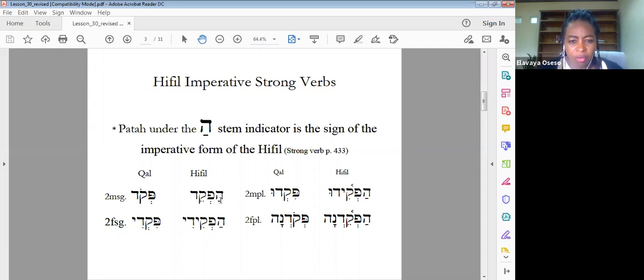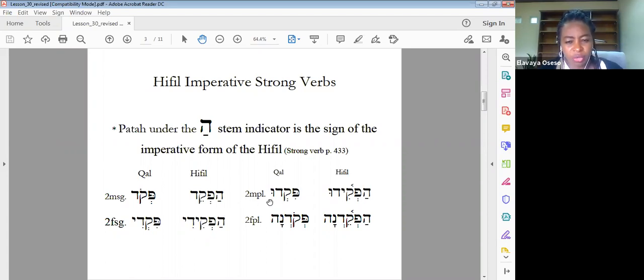So when you want to know which PGN you're dealing with, you check first the he and what is the vowel under. Okay, so this is an imperative because it is a pata. The first root letter has shewa, and then the second root letter has tsere. So this is second masculine singular. Okay. We have the same pattern again with the second feminine singular, but we have the hirek yod under the second root letter, between the second root letter and the third root letter.